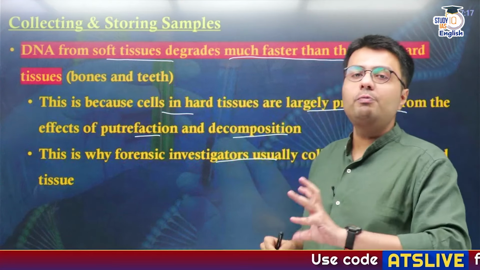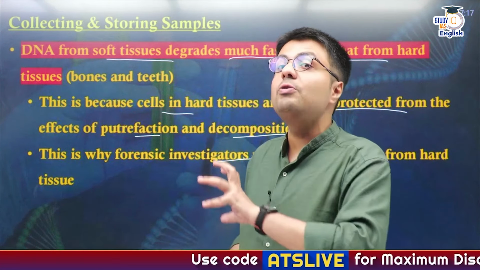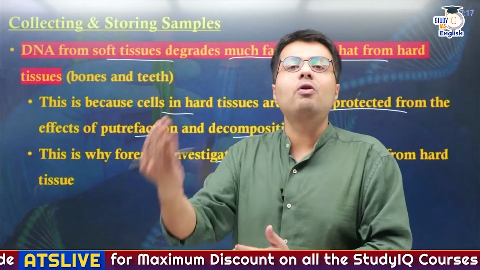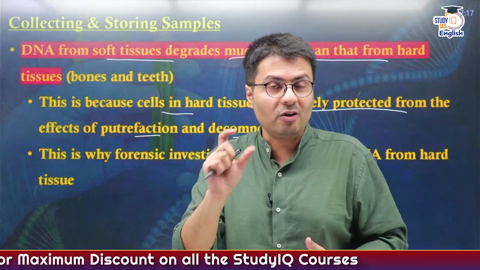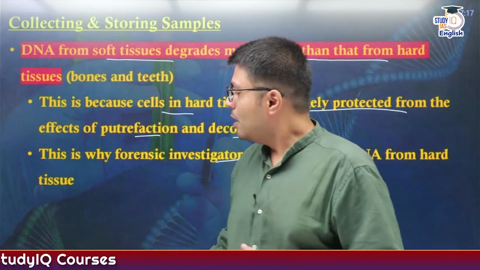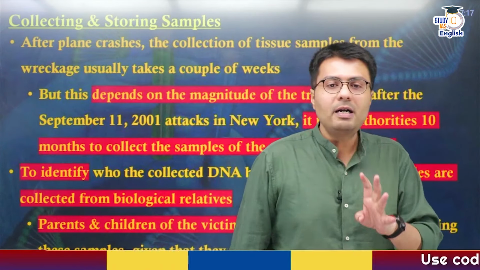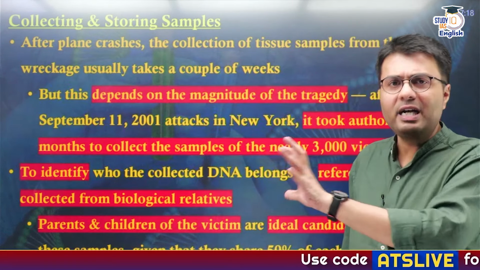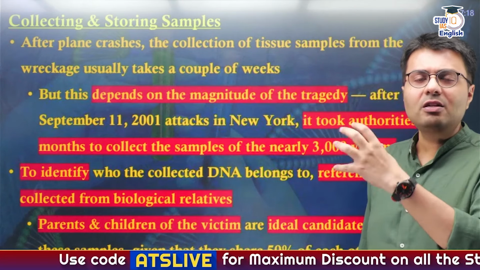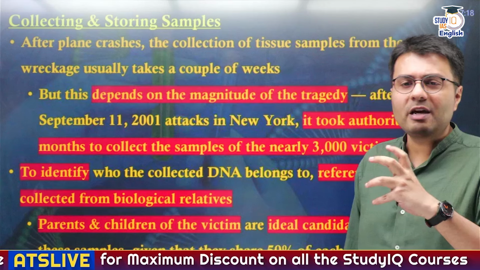So this was the first process of collecting and eventually storing these samples. Now after you are done collecting and storing these samples, the next process is the analysis of this sample so that you are able to ascertain the DNA and attribute it to an individual, right? For that, authorities depend upon many processes which we'll discuss, need not worry. Now let us discuss a few instances where collection and storing of samples have been quite difficult.